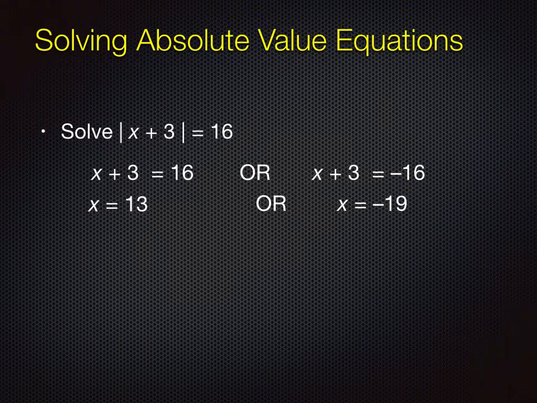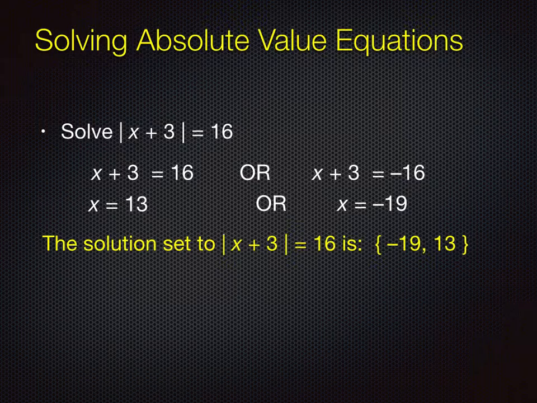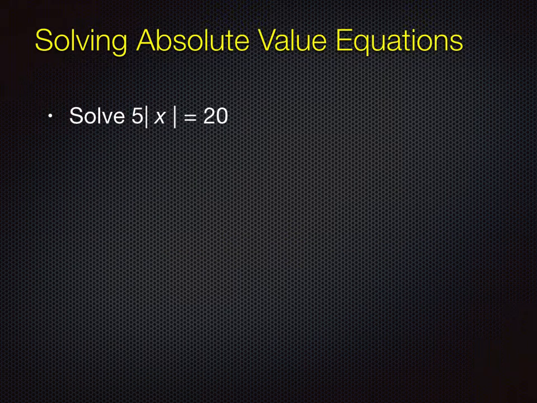And the two solutions then would be x equals 13 or x equals -19. Therefore, the solution set is -19 and 13. My convention that I follow is to usually write the negative solution first before the positive one. All right, so here's another example. This one is a little different.